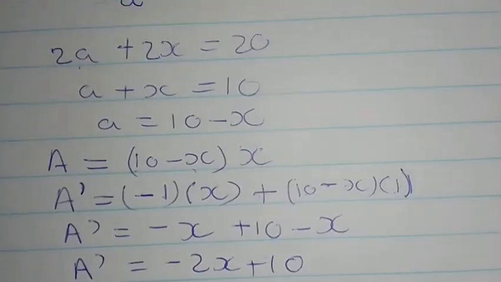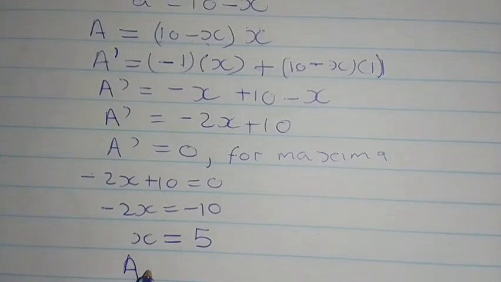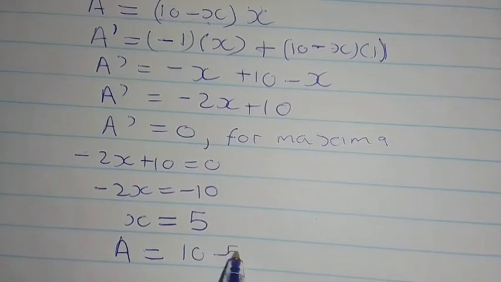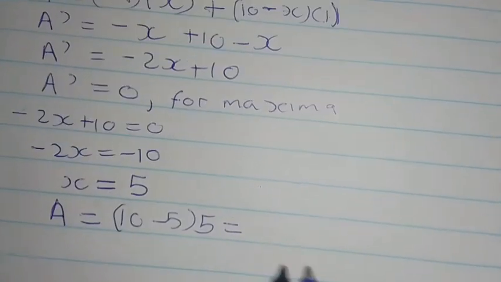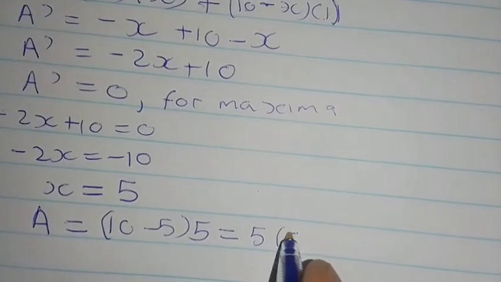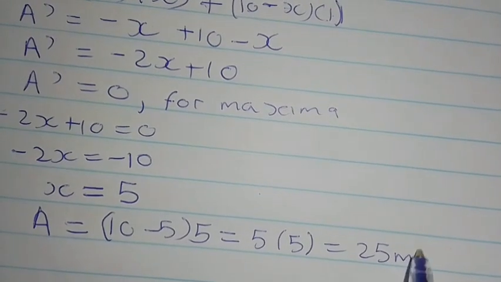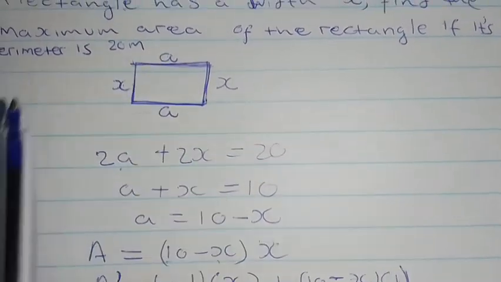And if x equals 5, what's the area? Remember, the area is given as 10 minus x multiplied by x. So you'll have 10 minus 5 multiplied by 5. That's the area. So that makes it 5 times 5. So that's going to make it 25 meters squared. So that's the maximum area of this rectangle, provided it has a perimeter of 20 meters.